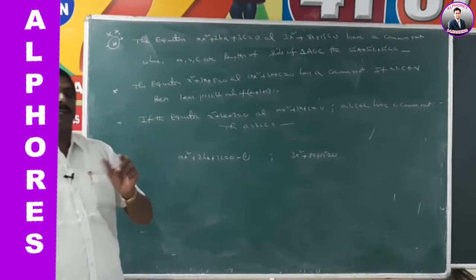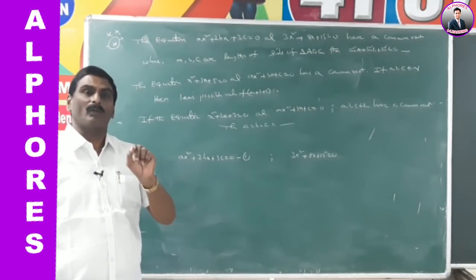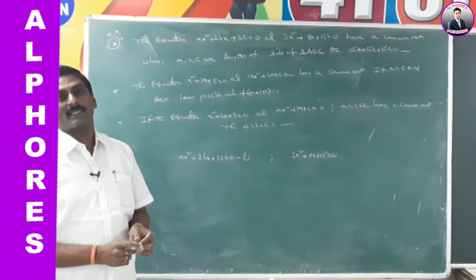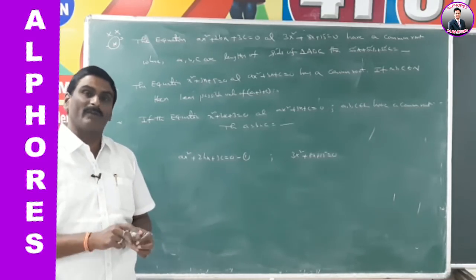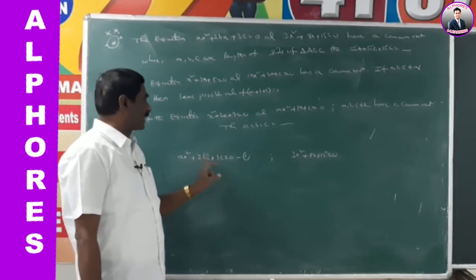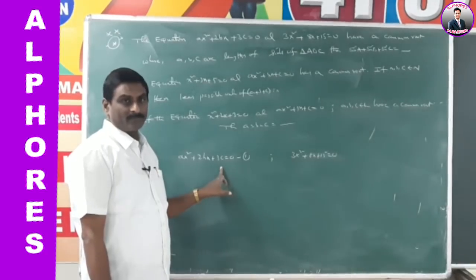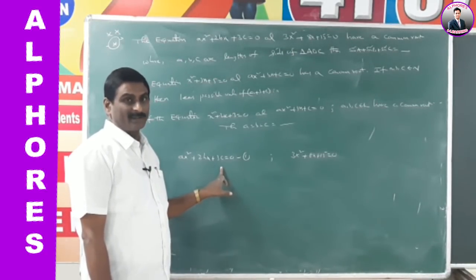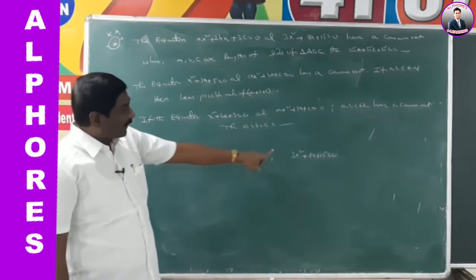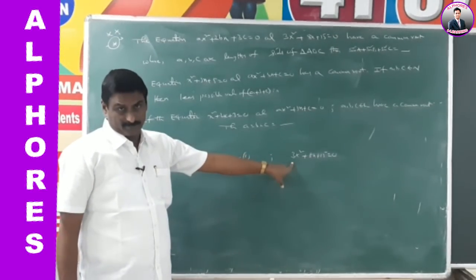If the quadratic equations have one root common, we know the condition (c1 a2 minus c2 a1) whole square is equal to (a1 b2 minus a2 b1) into (b1 c2 minus b2 c1). That means we get only the relation between A, B, C. In another method, first we find the roots of this equation.